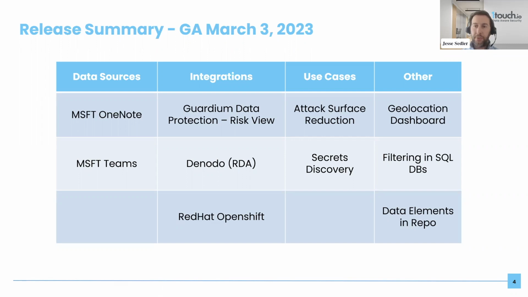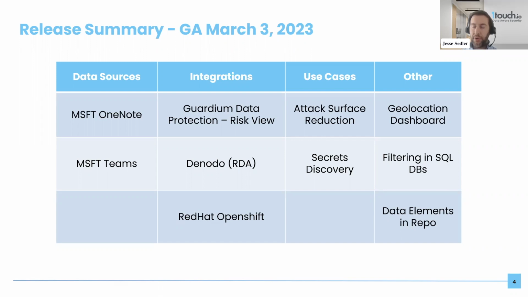In terms of integrations, there are 3 key integrations in this release. One of them is Guardian Data Protection, which we started the integration for in 3.0. In this case, we're showing a different view of the data we pull from GDP, more of a risk view, which Ronak will show.